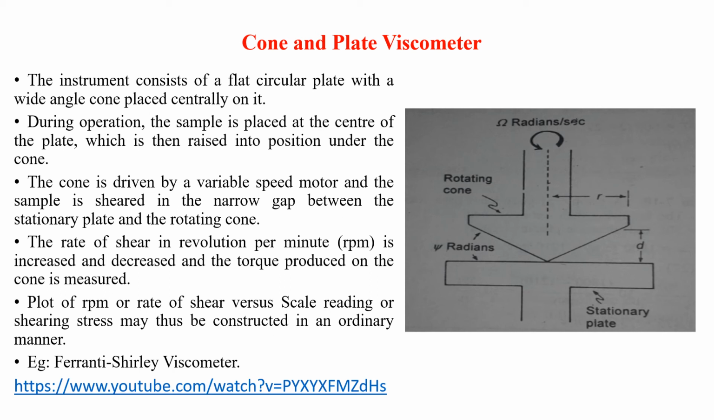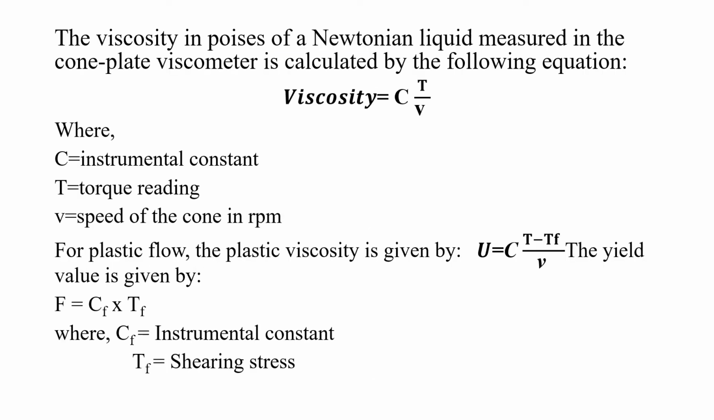Of this kind of cone and plate, our Ferranti-Shirley viscometer is categorized as a cone and plate viscometer. Now by this formula we'll be determining the viscosity. Viscosity is equal to C into T by V. C, instrument constant, into torque reading, by the speed of cone.